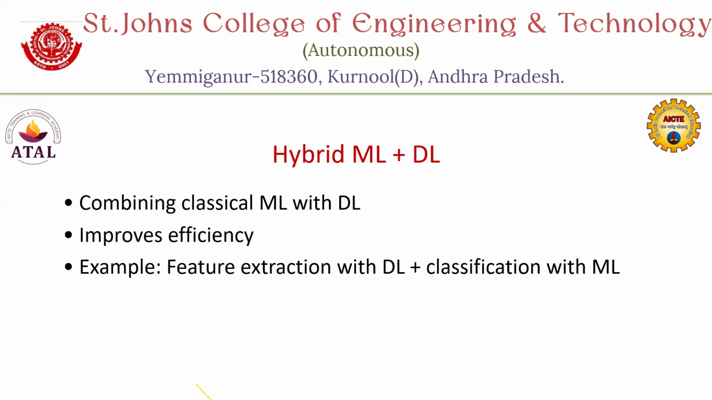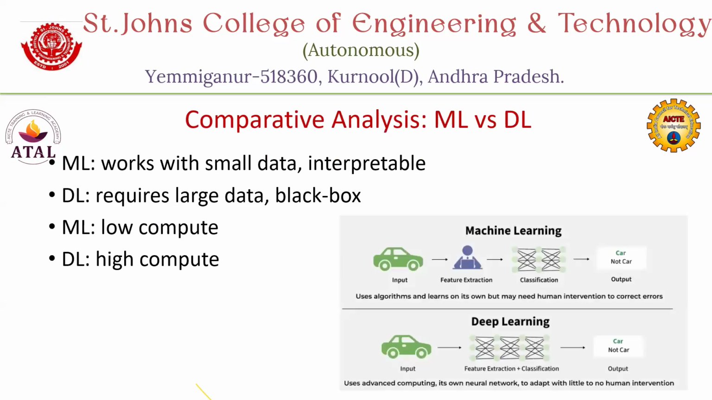So mainly deep learning algorithms are preferred for the feature extraction part of any algorithm, and machine learning algorithms are preferred for the classification. Next, here I am giving the small differences between machine learning algorithms and deep learning algorithms. Machine learning algorithms work with small data and are interpretable, whereas deep learning algorithms require large data and are a black box.